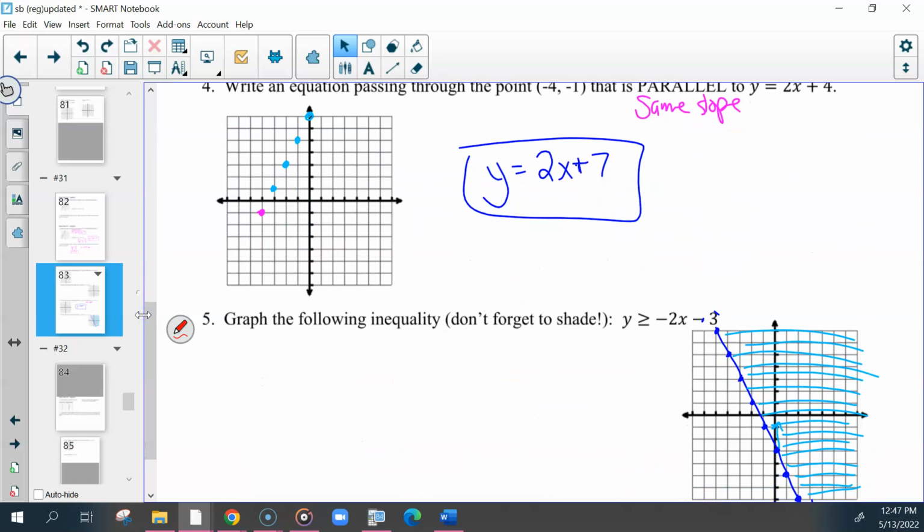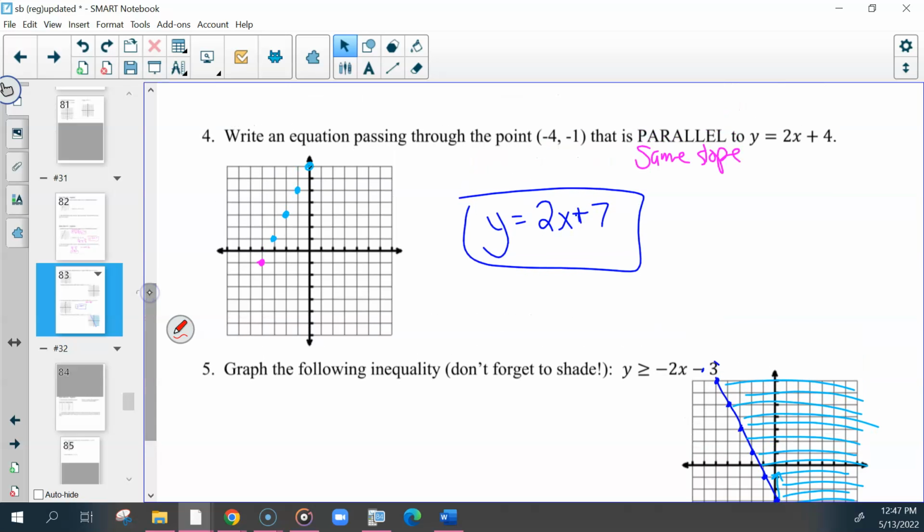On number 4, we were just doing the parallel perpendicular line stuff. So you could have done this algebraically, you could have also done this on the graph. It says we need to write an equation that passes through this point and is parallel to this line.